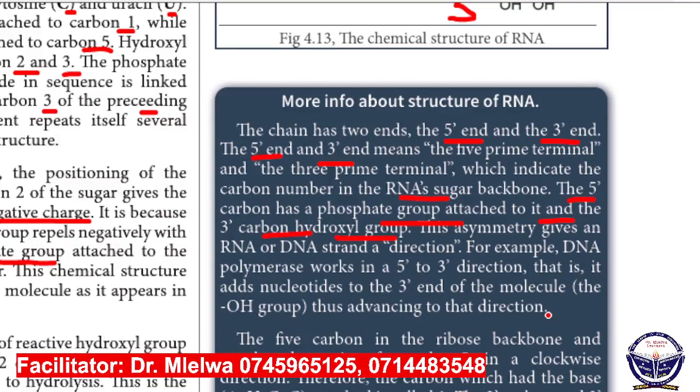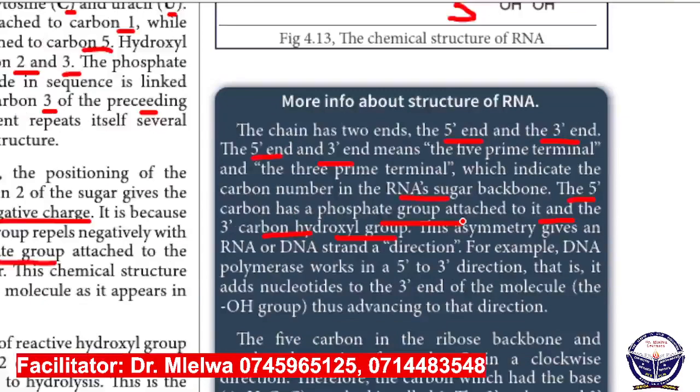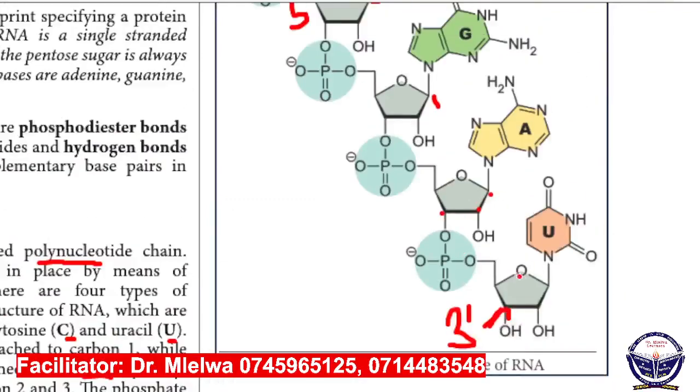Kwa hiyo hivi ni vitu ambavyo sasa unavielewa tukisema works from fifth to third. Kwa nini? Kwa sababu tumeshakuelezea the orientation of RNA, it has direction, unaona. So the 5 carbon in the ribose backbone are numbered starting from O. Unavyozihesabu hizo carbon, unaanza kwenye O yule pale, kwenye oxygen yule pale.